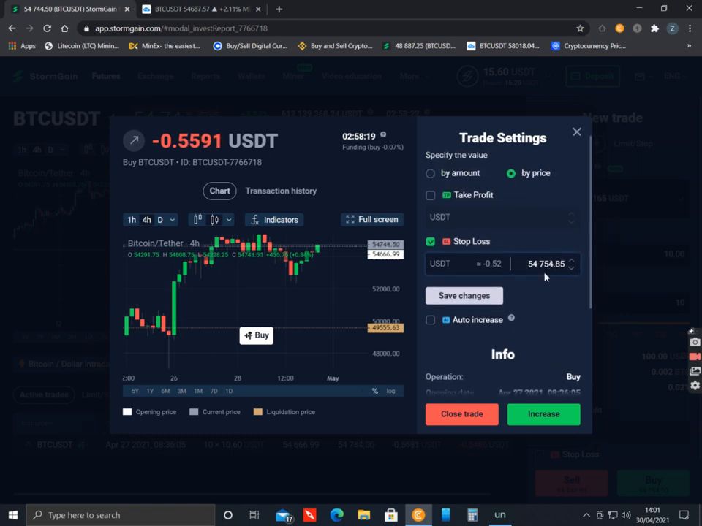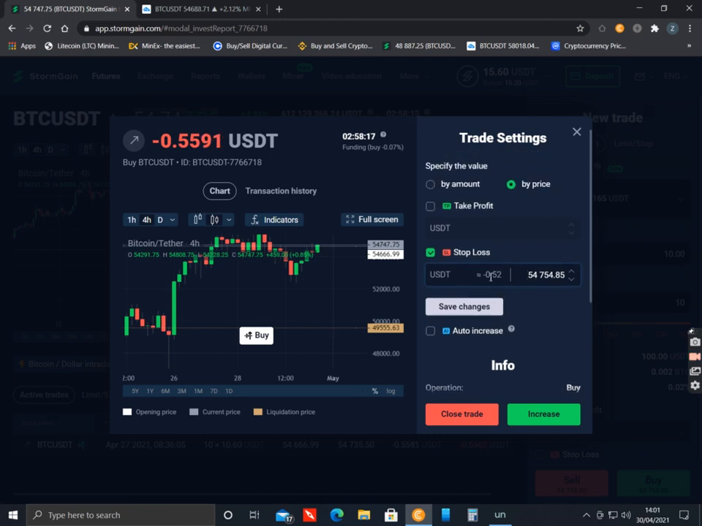Oh no, sorry, it's not there. Yeah, you can do it, but up top here you can do it by price or by amount, which is the amount you want to risk losing. So in USDT, I do it by price. It's just easier to look at the numbers at the side here, and then it shows you how much you want to lose.